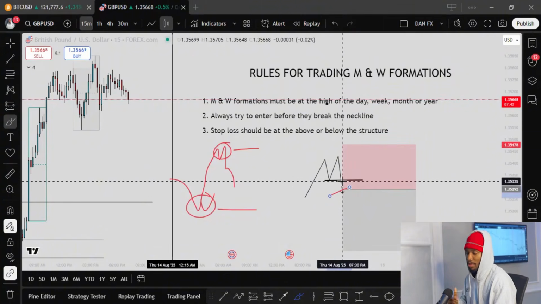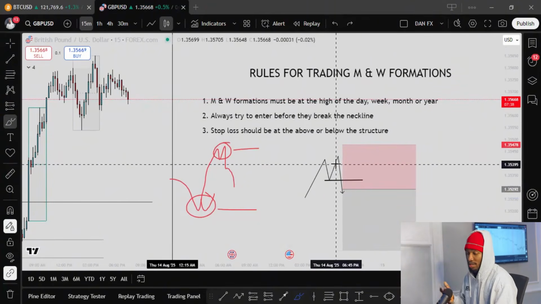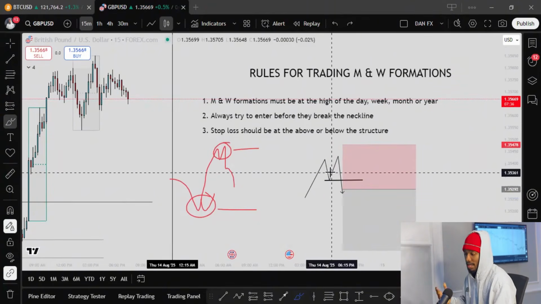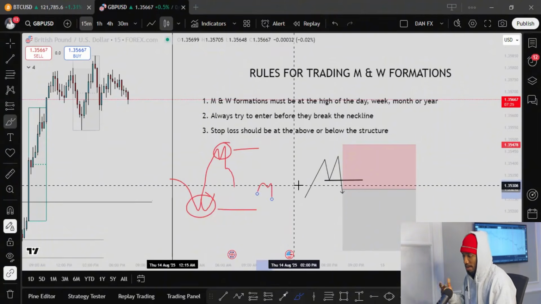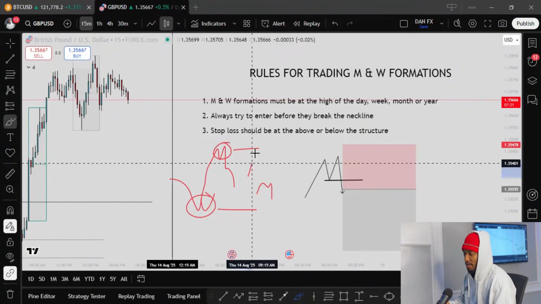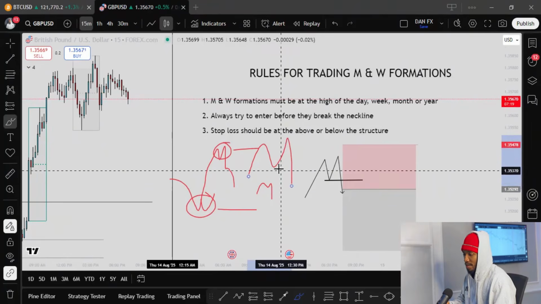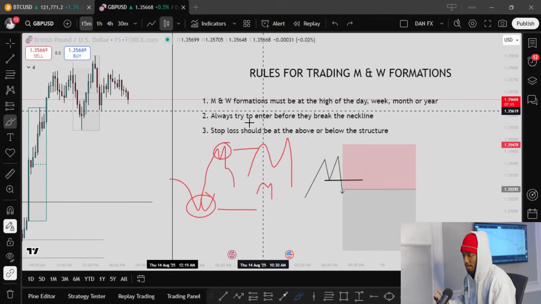Usually, price breaks out with a big candle, and that's going to increase your risk reward, especially if the M structure is big, because you have different sizes of the M and W formation. Sometimes the M might be a tiny M formation like this. In that case, the break of the neckline would not be too far from the high. But if it's a big M formation, then the neckline is going to be far from the highest point, which is going to bring you to number 3.